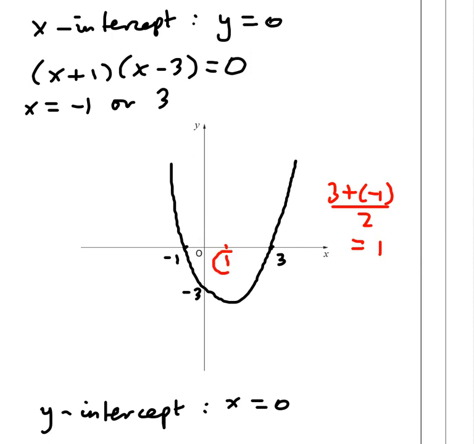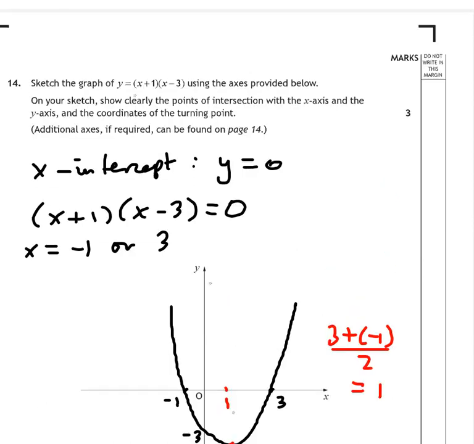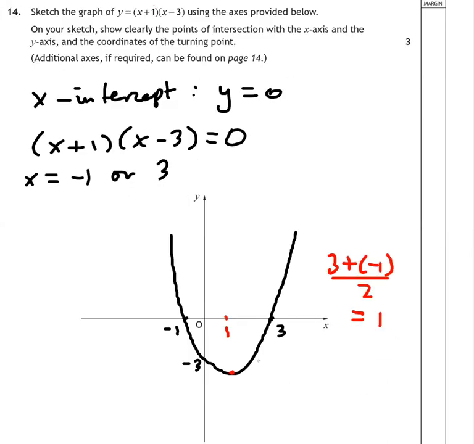And then you would just plug that value into the equation to get the y-coordinate of the turning point. So if we put x equals 1, that would give 1 plus 1, so that would be 2, and this bracket would become 1 minus 3, so that would be -2. So you've got 2 times -2, and that would give -4. You can see it's slightly lower than the y-intercept of the graph. So the coordinates of the turning point are just 1, -4.